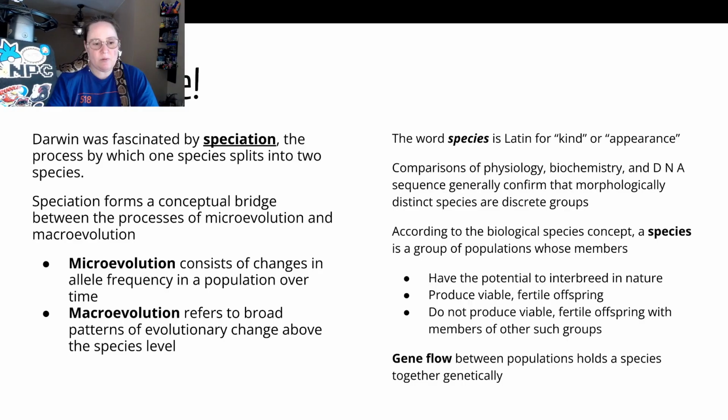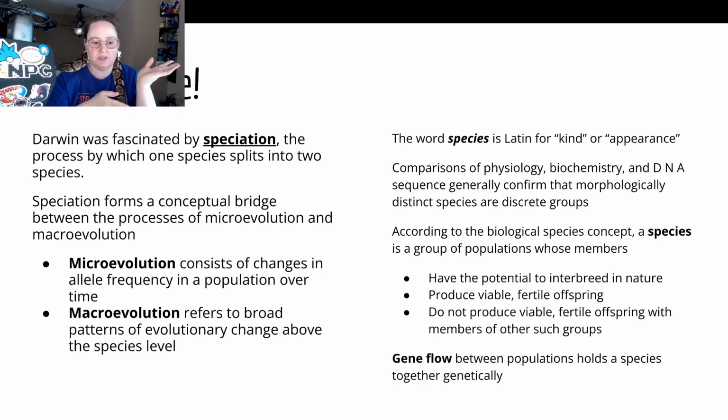So again, Darwin was fascinated by speciation. And this is a process by which one species splits into two species. And again, from what we talked about in the last lecture, there's two major things going on here. Microevolution, which consists of allele frequency in a population over time, so looking at genetics, whereas macroevolution is the broad patterns of evolutionary change above the species level.